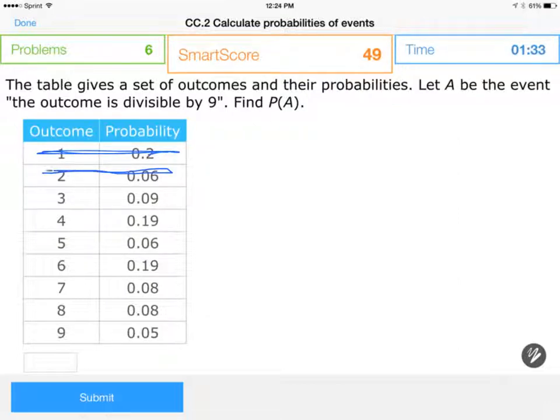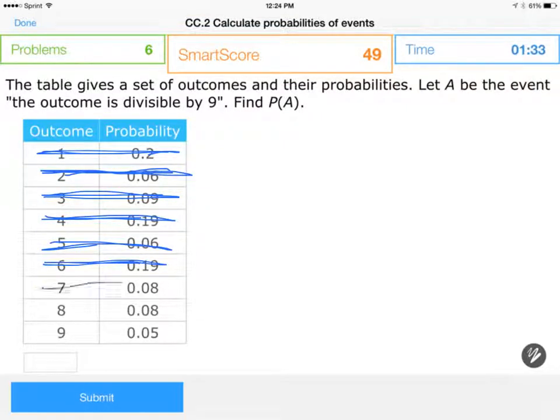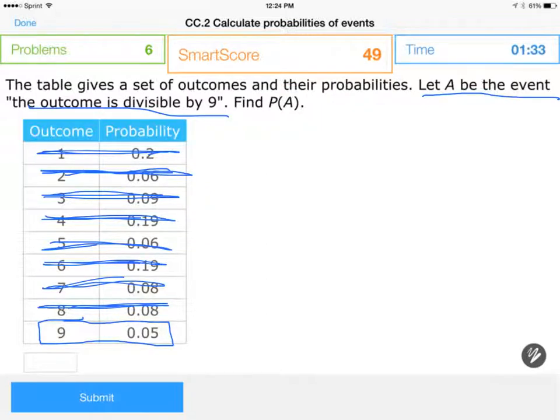2, does 9 go into 2? No way. 9 does not go into 3, 4, 5, 6, 7, or 8. Whoa, hey. 9 goes into 9, right? So in this question, they're asking us what's the chance of a number divisible by 9 coming up? Since there's only one possibility, it's the number 9, and the probability of that is 0.05. And the answer to the problem is 0.05 or 5%. Same thing.